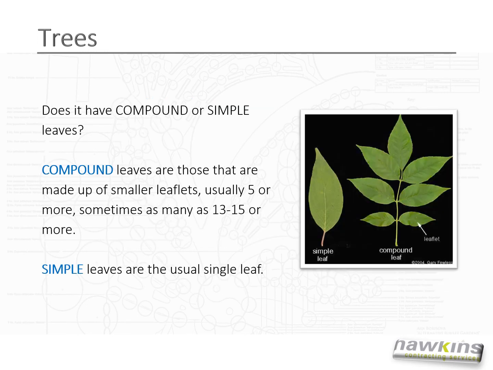Does it have compound or simple leaves? Compound leaves are those that are made up of smaller leaflets, usually 5 or more, sometimes as many as 13 to 15 or more. Simple leaves are the usual single leaf.